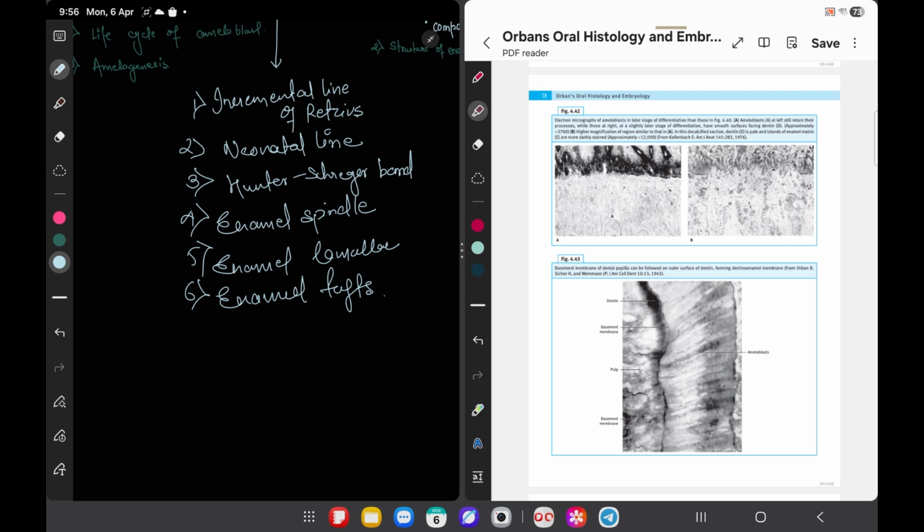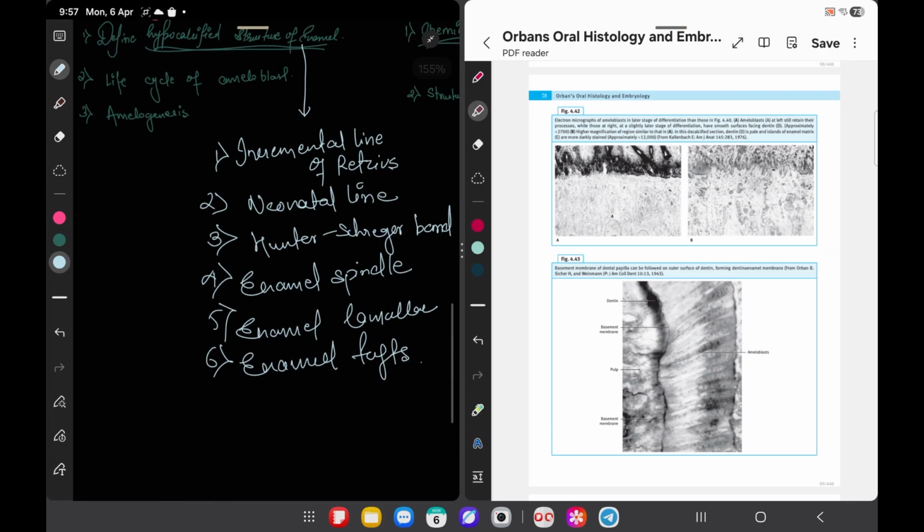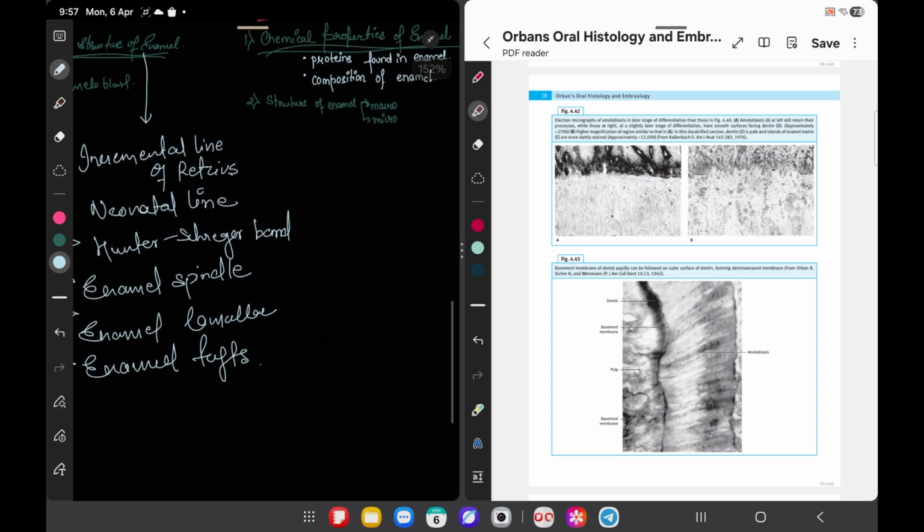Then you will have a clear view of how to write your examinations, and what questions you have to focus on. There are a few topics like amelogenesis, hypocalcified structures, and the life cycle of ameloblasts. These are very frequently asked long questions. In short questions, hypocalcified structures and amelogenesis are also asked, but more in your exam they are asked as long questions.